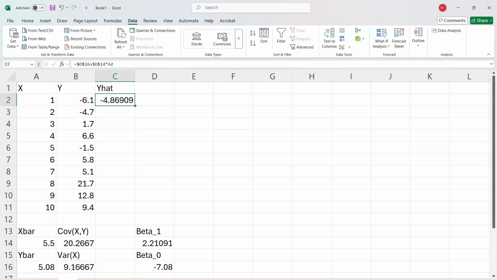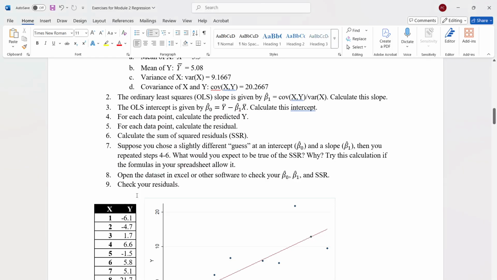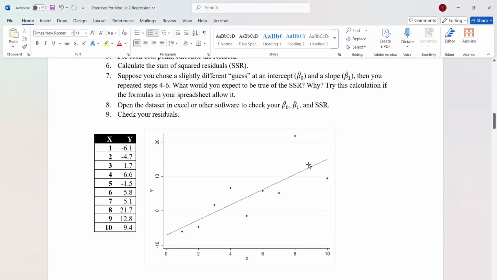And then it should increase by 2.21, so I get minus 2.65, okay, and then it should increase by 2.21 again, so something like a minus 0.44, okay, and so on and so forth until finally at the end of the sample I've got something like 15. Does it check out with the picture? Yes, indeed. These are the fitted values. These are the predictions for every value of x.